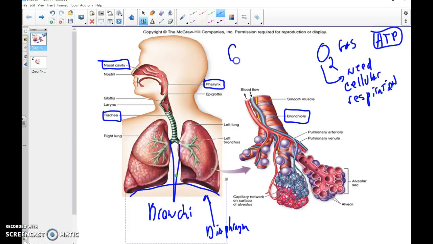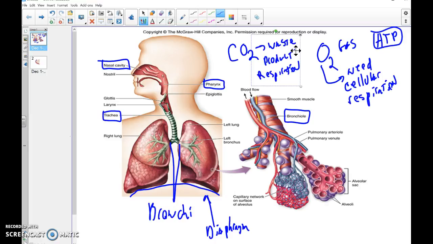And what you're trying to do is get rid of something called CO2 or carbon dioxide. All right? And that's because this is a waste product from respiration. Now, if you don't get rid of the CO2, your blood acid levels go up. The pH of your blood actually changes.